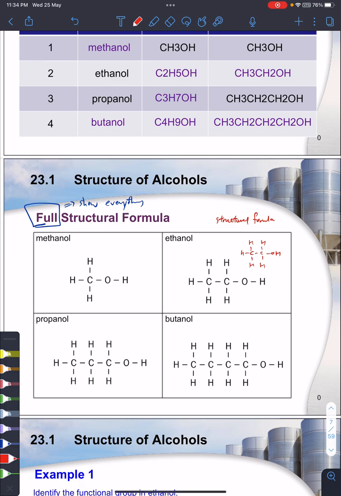H H H H H OH. Honestly, you look at it and you go, is there a difference? Slight difference. So if the question asks for a full structural formula, you need to show every single bond. If not, you will lose the mark. So do take note, this is a trap that they can lay for you.